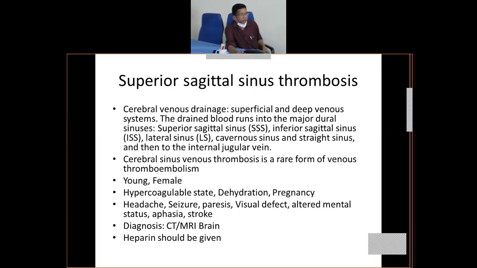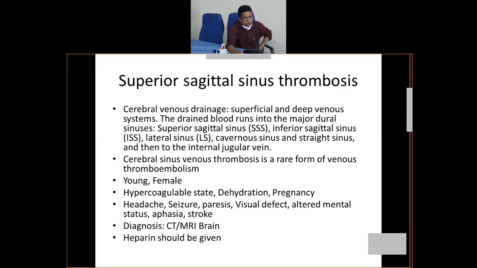Then the second one is superior sagittal sinus thrombosis. Superior sagittal sinus thrombosis is basically the venous system. So cerebral vein drainage, if you look at the anatomy, there are two systems. One is the superficial venous system, one is the deep venous system. And the drained blood runs into the major venous sinuses. One is the superior sagittal sinus, inferior sagittal sinus, lateral sinus, cavernous sinus, and straight sinus. Ultimately, they drain to the internal jugular vein.